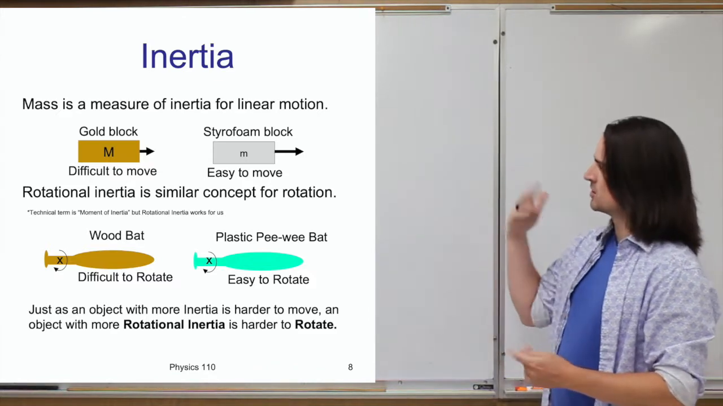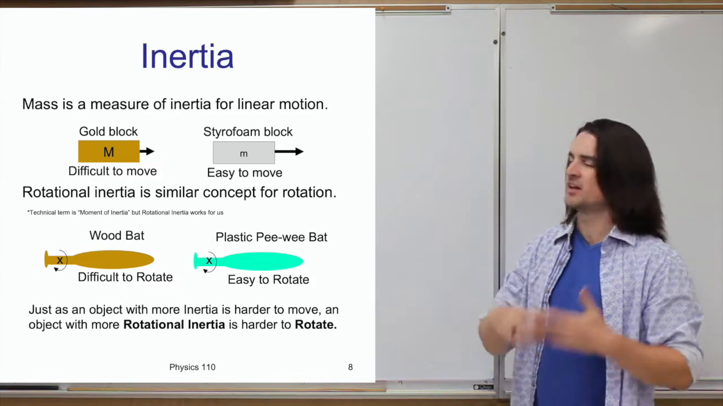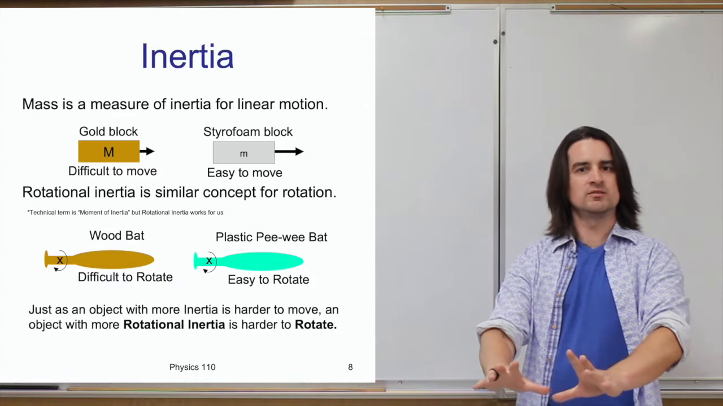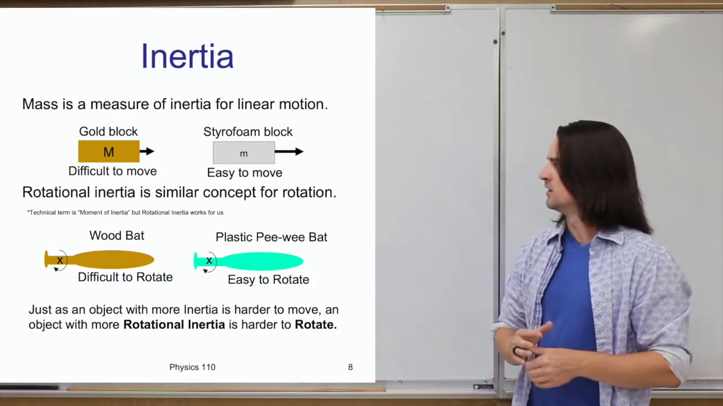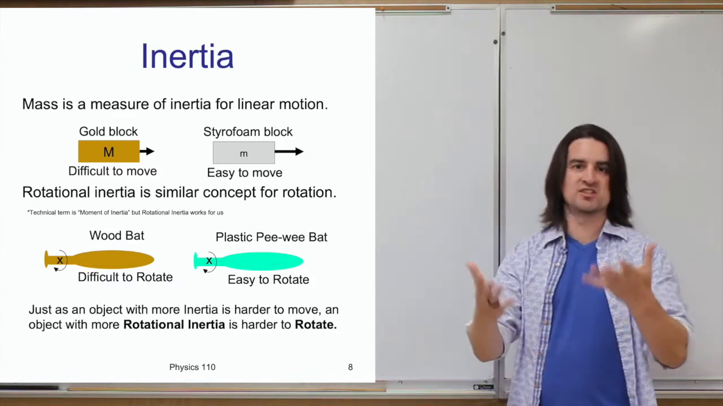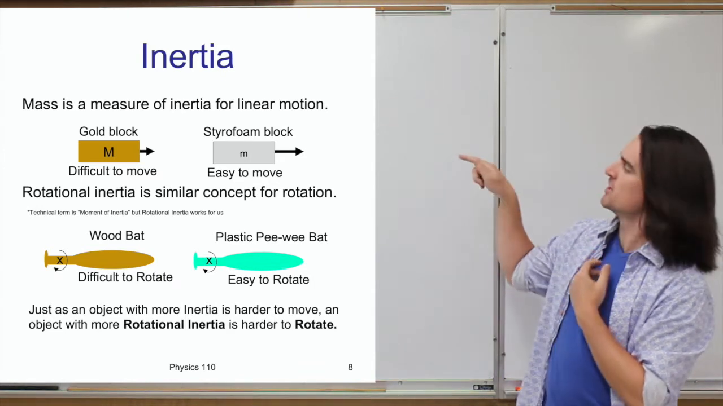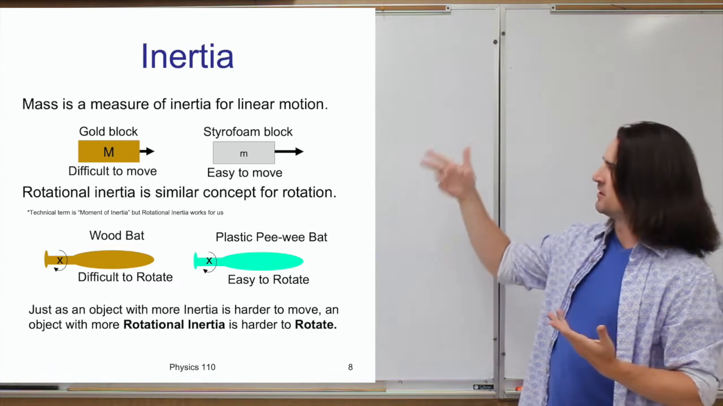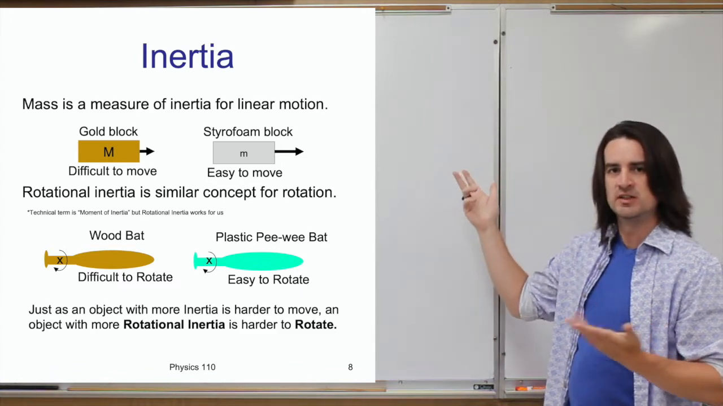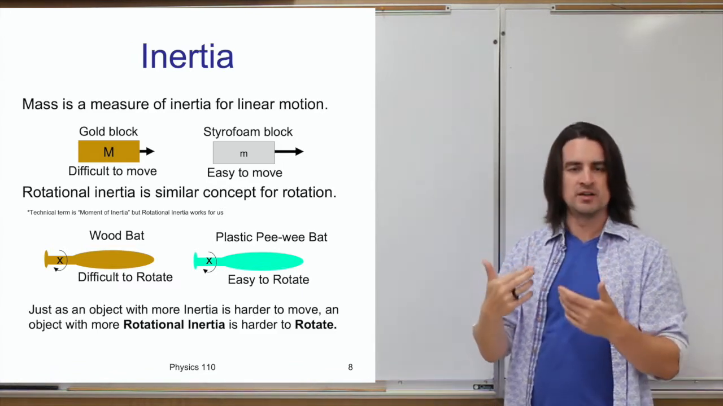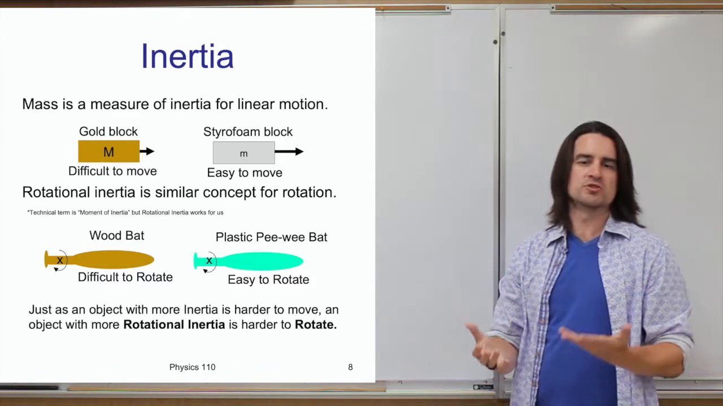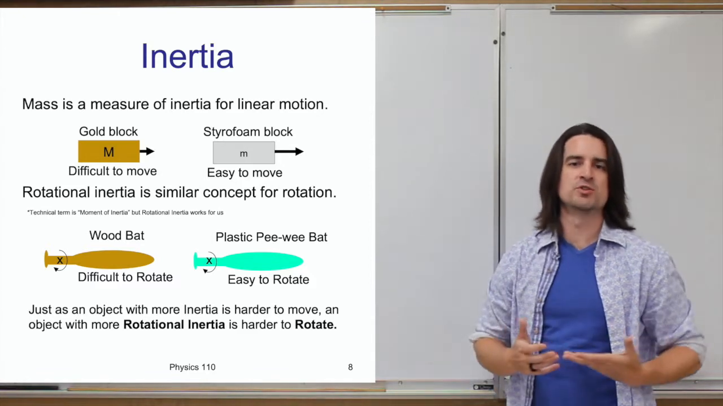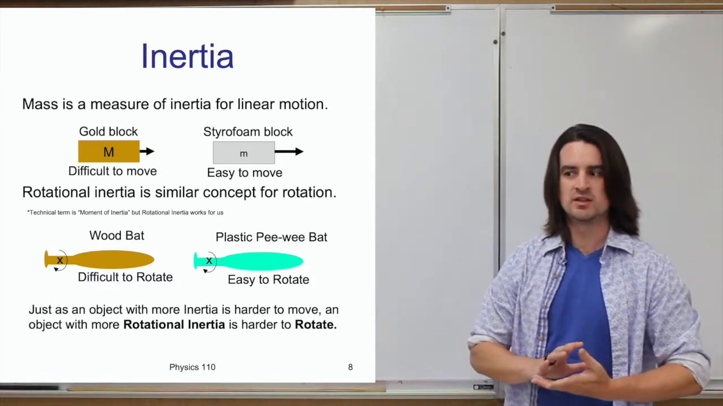So if you have something and it has mass, then it has inertia, and it's going to be difficult to either get it moving or stop it moving, or get it moving faster even. So just as an example, if you have a gold brick, it's much more massive than, say, a block of styrofoam, right? And so remember that the inertia of an object is essentially proportional to its mass. So the more massive an object is, the more inertia it has, the more difficult it's going to be to get it moving.